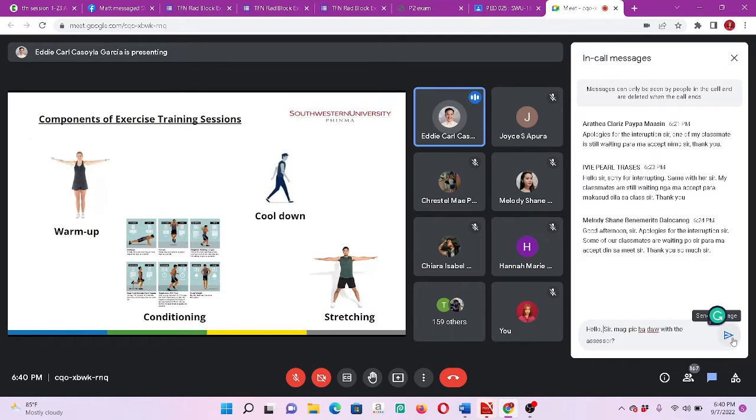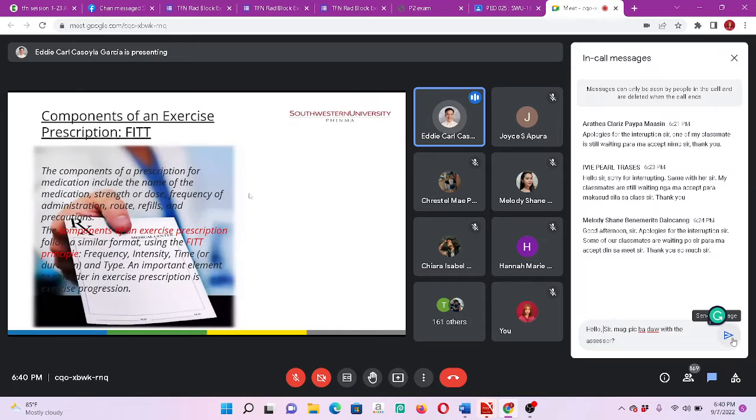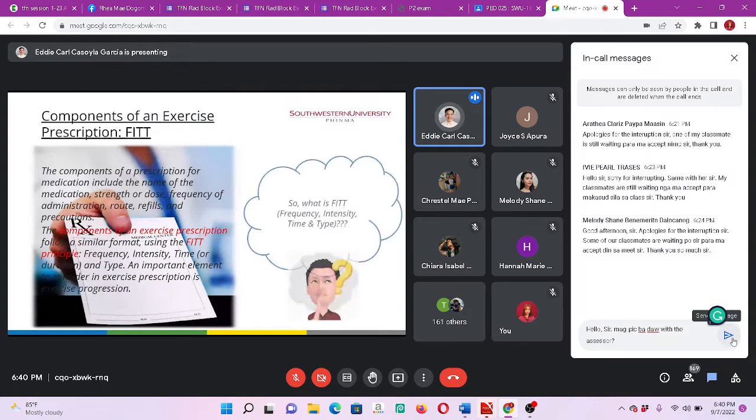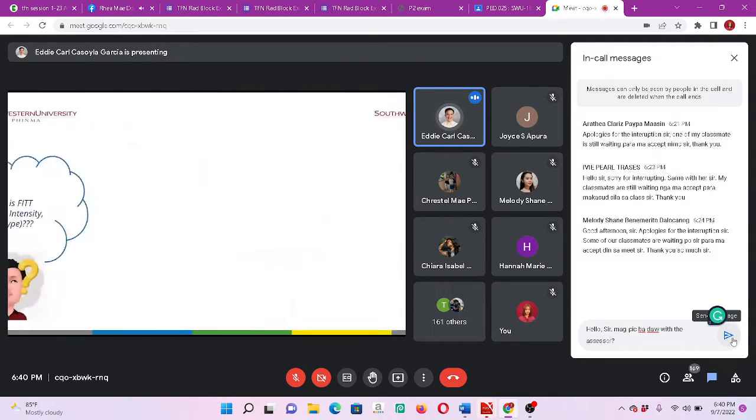Okay? So in writing your exercise prescription, since you already know what the components are, you need to use these components. Okay, so since you already know again what the 4 components in exercise training session are, you need to apply these components in your exercise prescription. Okay, so for your exercise prescription, we will be following the FITT principle.